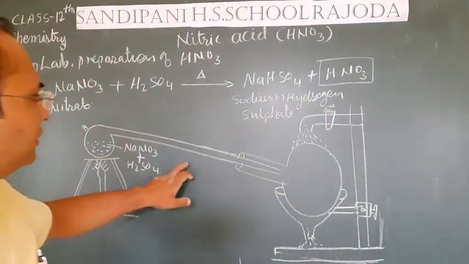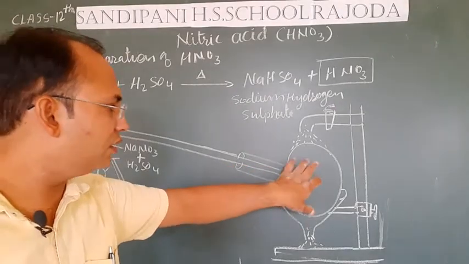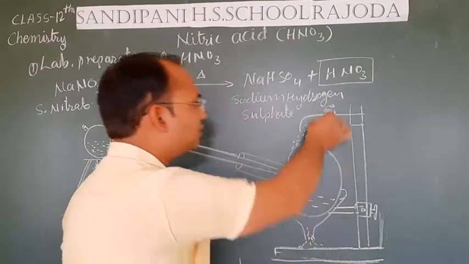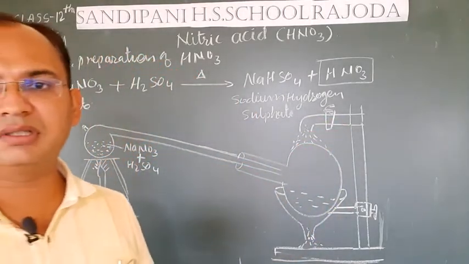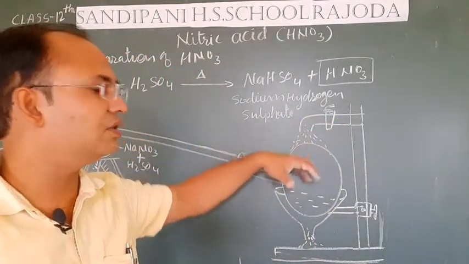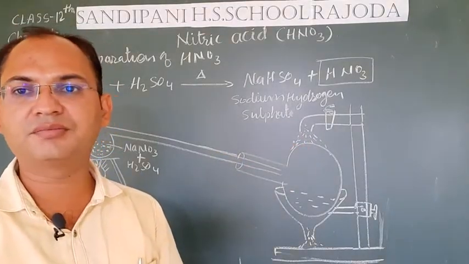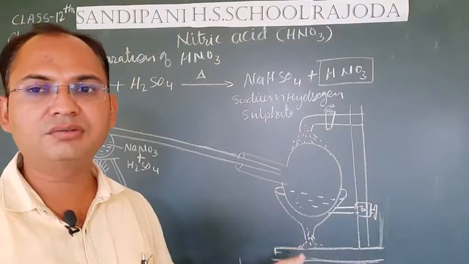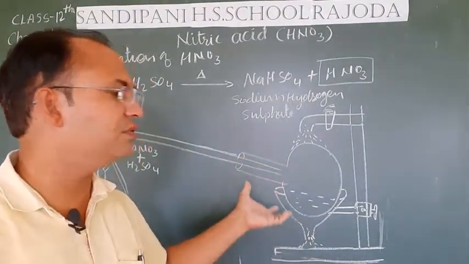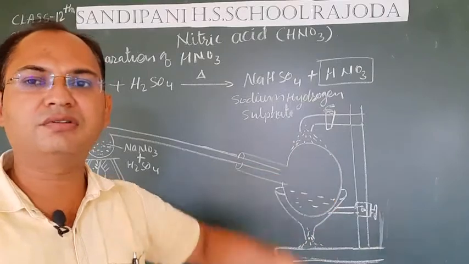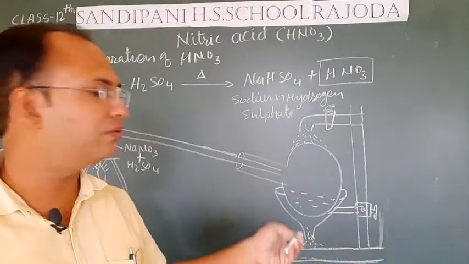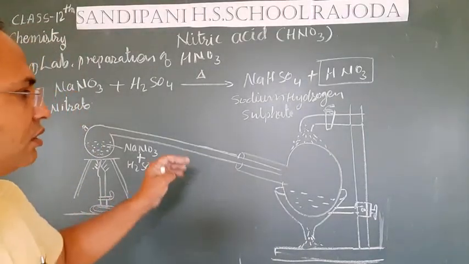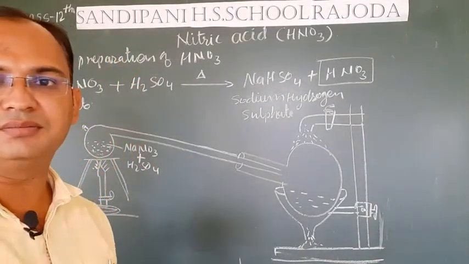Here, the nitric acid is obtained, and here a continuous shower of water is poured on the vessel in which nitric acid is collected, because it generates a lot of heat. So in order to minimize the temperature of the vessel, a continuous shower of cold water is poured on it. In this way, we obtain nitric acid in the laboratory.